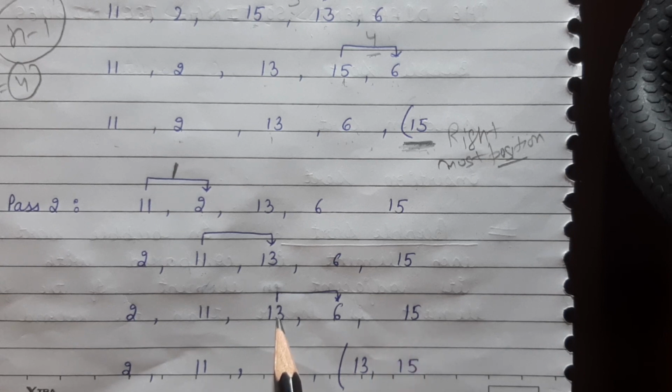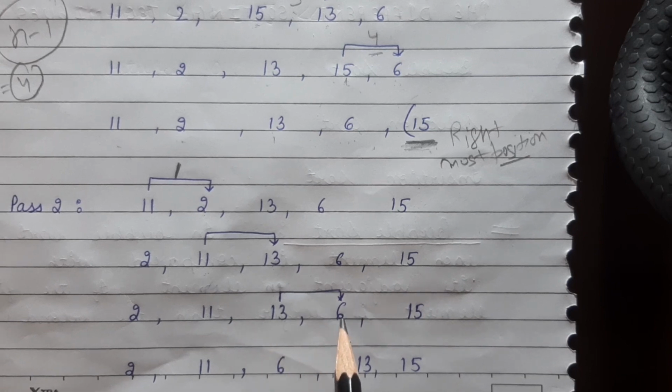After this we compare 13 with 6. That is, we compare third element with the fourth element. Now 13 is greater than 6? Yes. So elements are swapped. So 6 we write here and 13 we write here. After this, now pass 2 is completed. Okay, because there is no need to compare 13 with 15, because 15 is already in the sorted order.